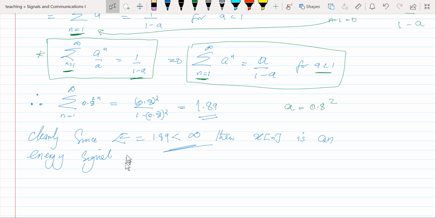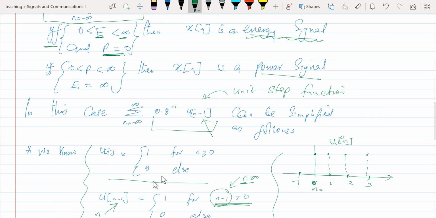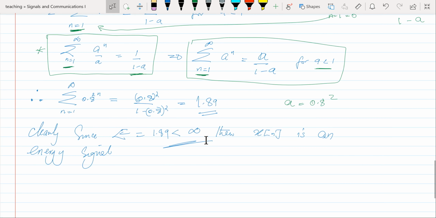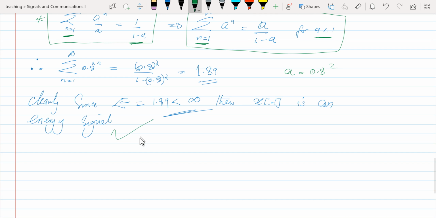I have not evaluated the power, but if you actually do it, you are going to find that the power approaches 0, and therefore this satisfies the condition that we stated right here. Yes, it satisfies this condition: power is approaching 0 and energy is less than infinity, and therefore this becomes an energy signal. And that marks the end of our solution.